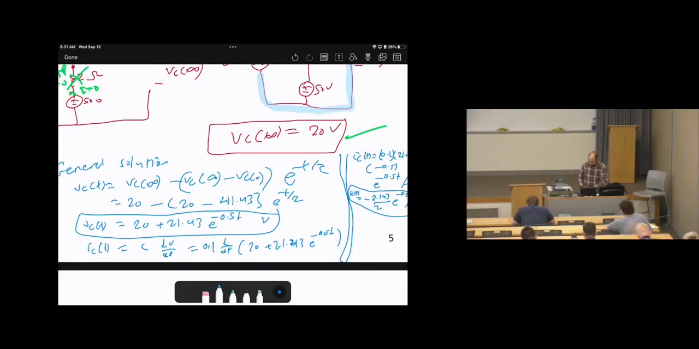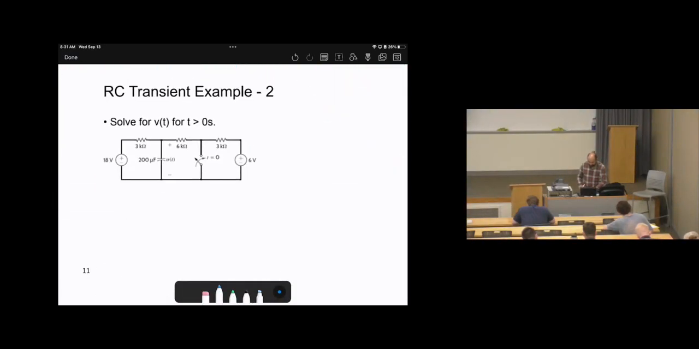Now let's go to the second example. Solve for Vc of t for t larger than 0. We need to calculate the voltage of the capacitor, so you need to locate where Vc of t is here. Is this a transient problem, yes or no? Look at the capacitor, look at the switch, yes, it's a transient problem. And I can add: solve for I of t, which is the current of the capacitor.